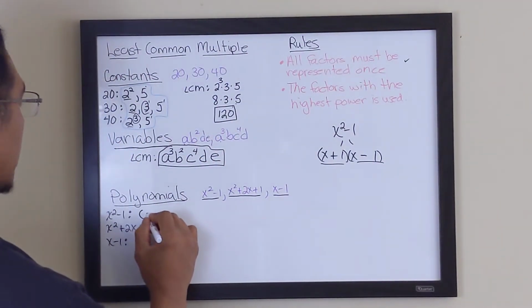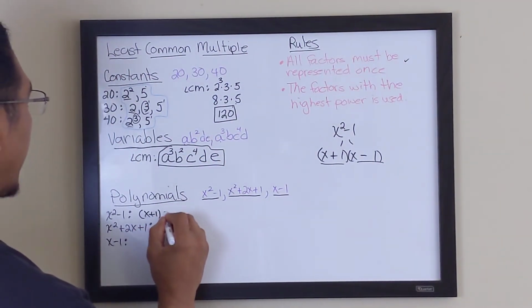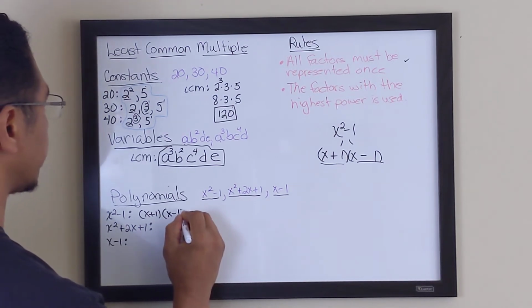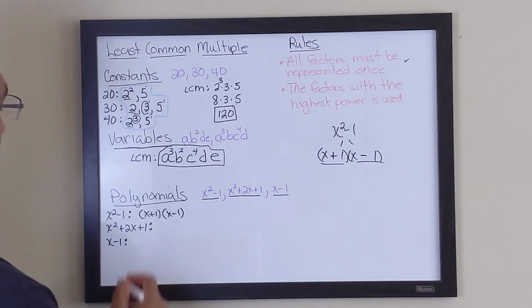So my factors are going to be x plus 1 and x minus 1. So now we've got that one.